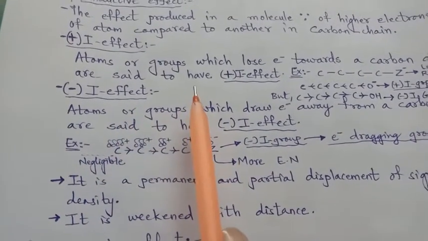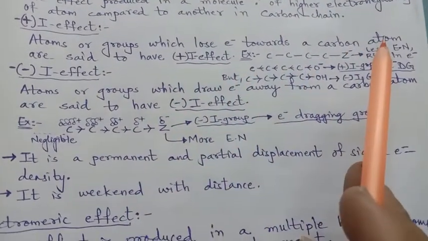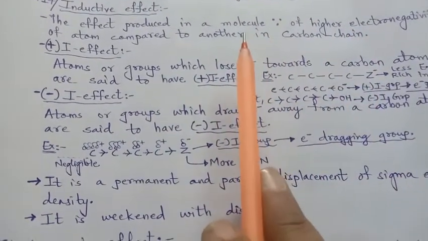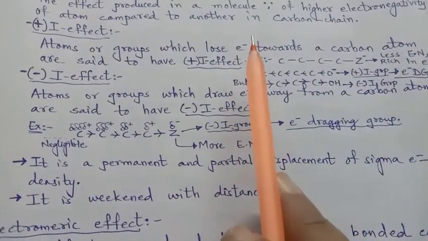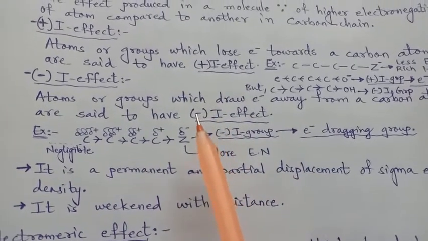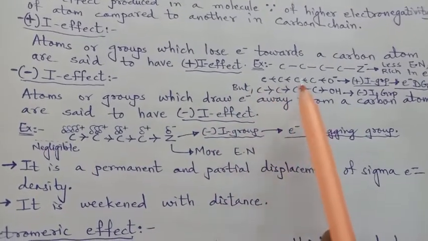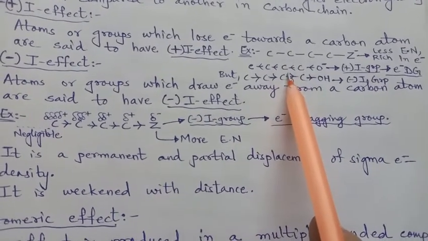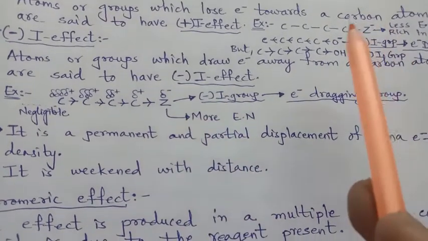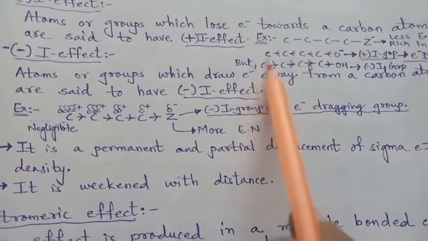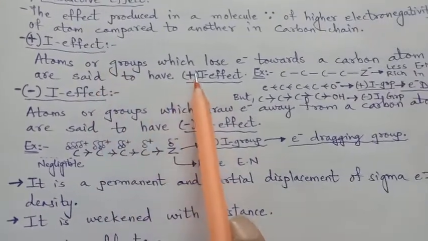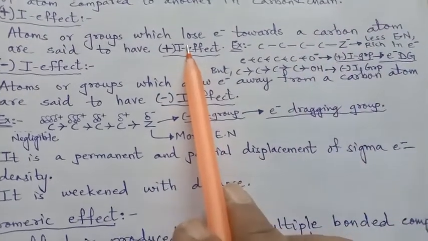Now atoms or groups which lose electrons towards a carbon atom. Here I told that a higher electronegative one will be dragging the electron from the carbon chain, but it can happen in two ways. It may happen that a higher electronegative element will be more electronegative than carbon, so it will drag the electron from the carbon chain. It may happen that they will also be giving to the chain, so both ways take place. So here atoms or groups which lose electrons towards carbon, right?